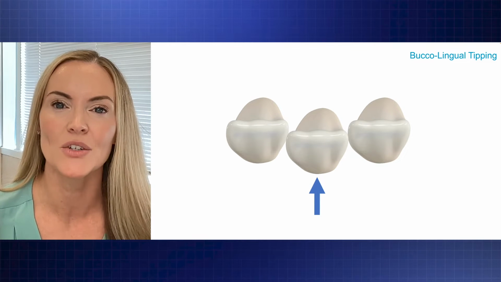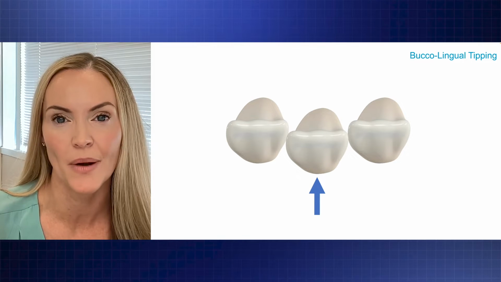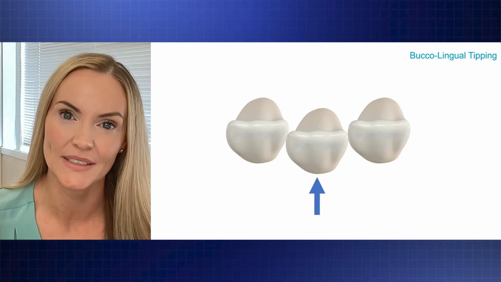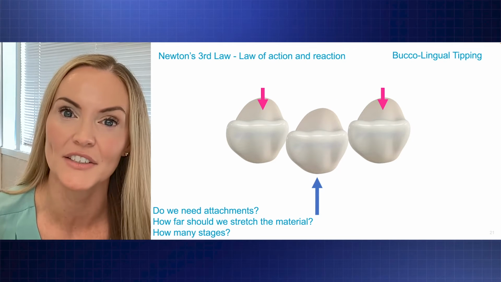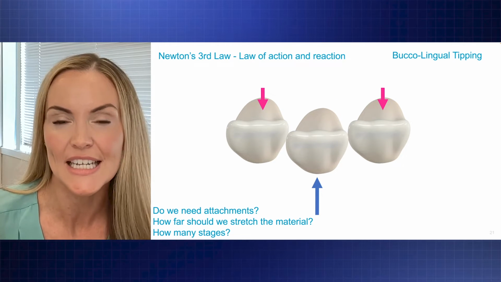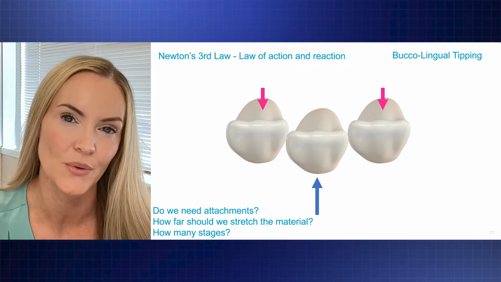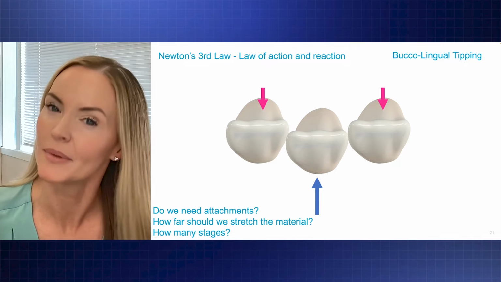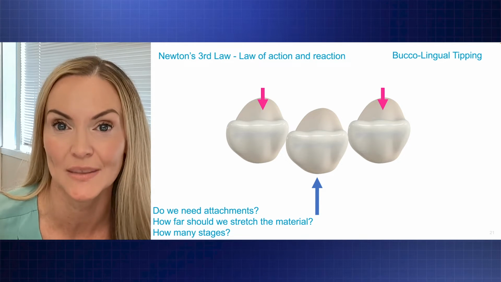So when we think about tooth movement, we have, say, a single force coming from the buccal. What happens when we have a single force? Well, Newton's third law tells us that for every action, there's a reaction. So the adjacent teeth will feel some force. And if you're looking at this system and you wonder, do I need an attachment for it? Probably not. How far should we stretch the material? It depends on what system you're using.